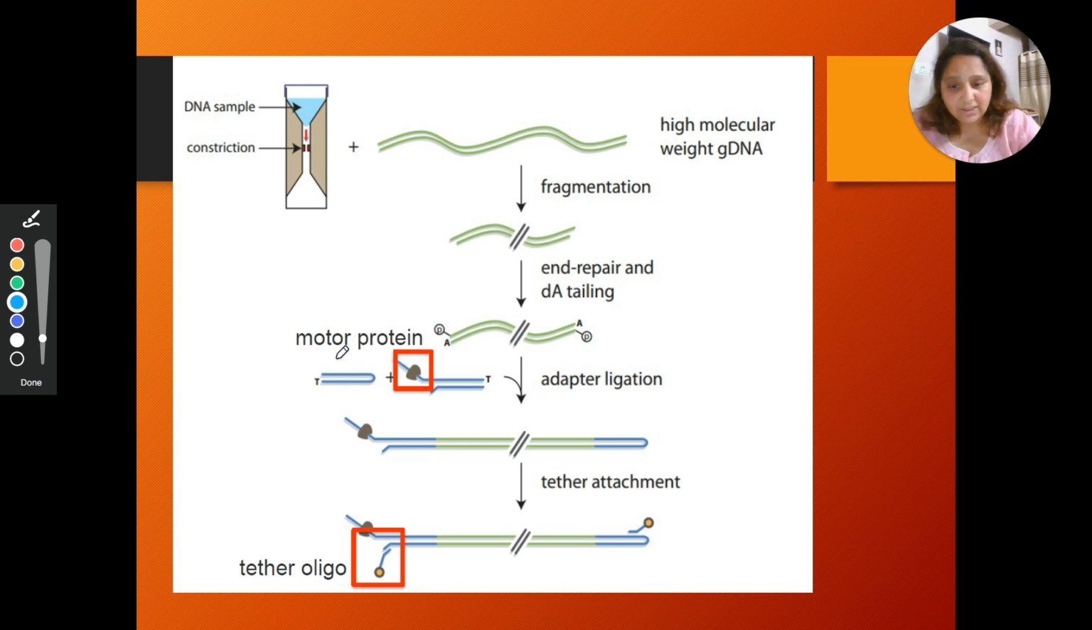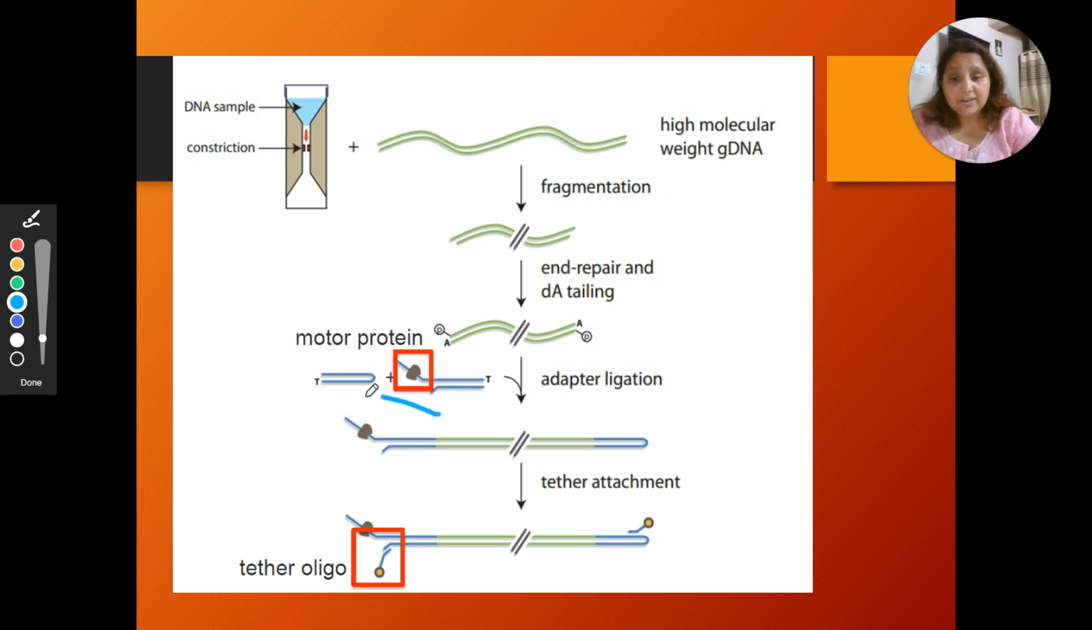So again, if I tell you that this is your adapter sequence A, and this is also your adapter sequence, but to this adapter sequence is attached a small nucleotide sequence, this one, which is called the tether oligo. Okay? On the adapter sequence, on one strand is attached this black colored molecule, which is a protein molecule called the motor protein. Okay? So these are the modifications which are done during the process of library preparation.